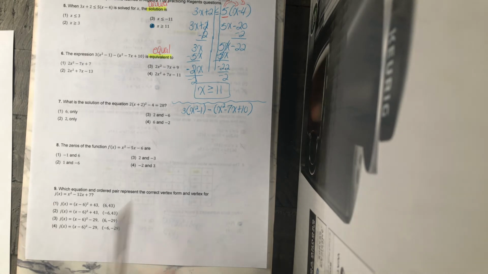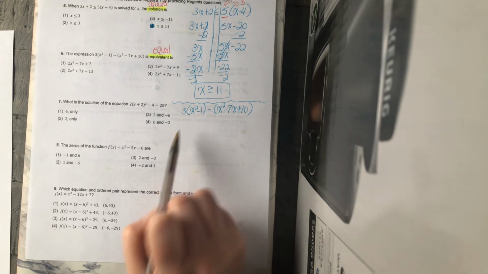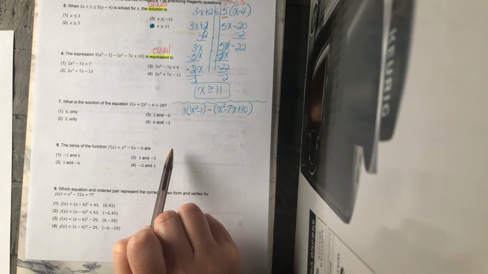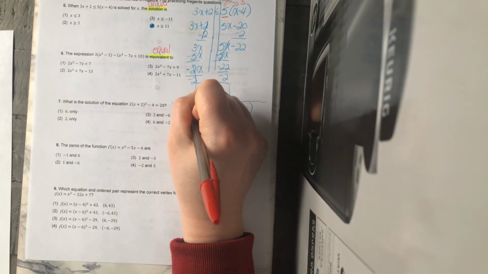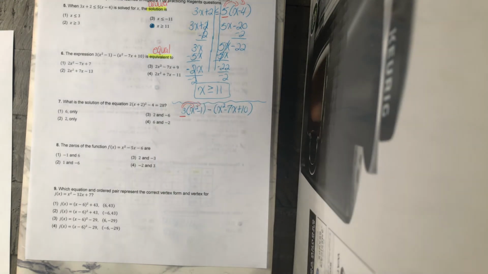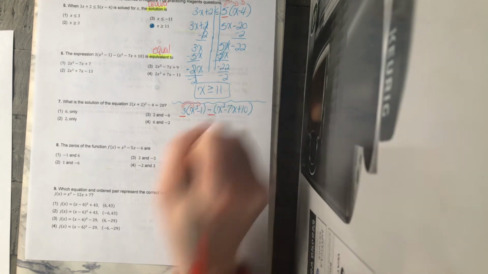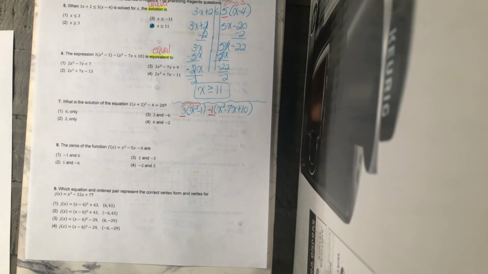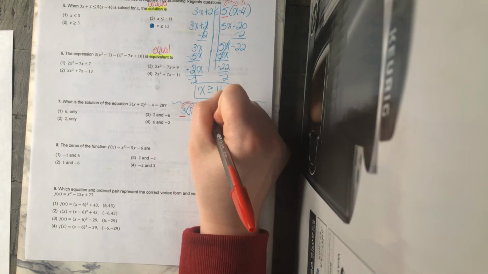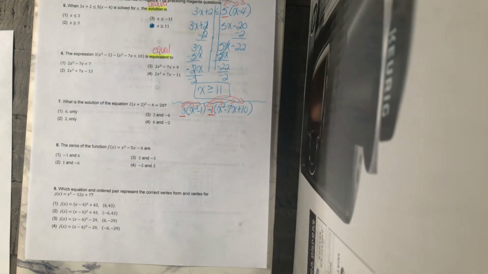Just like number 5, whenever I see parentheses, I know that means to distribute or to multiply. So I'm going to take the 3 in front and distribute it to the x squared and the negative 1. And I'm going to take this coefficient out front, which is really a negative 1, even though I can't see it, I know it's really there. Okay, so I'm going to take that negative 1 and distribute it to everything inside as well.